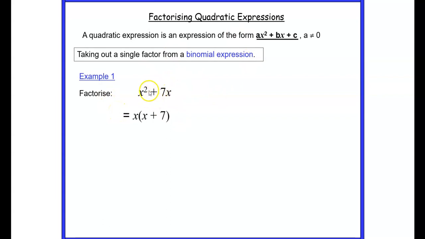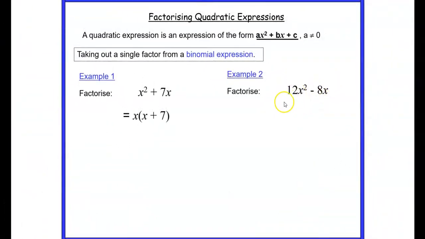So in an example like this, we would factor out the x, divide each term by x and put the remainder in the bracket. So x into x squared leaves x, x into 7x leaves 7. Another example, if we have 12x squared minus 8x, then our common factor would be 4x. So of course you would take out the 4x and divide each term by 4x. 4x into 12x squared is 3x, and 4x into 8x is 2, and negative 2.